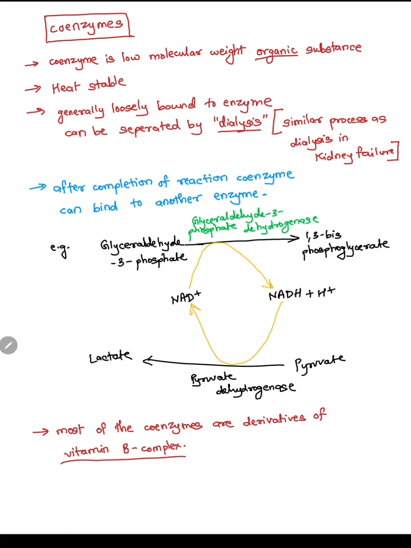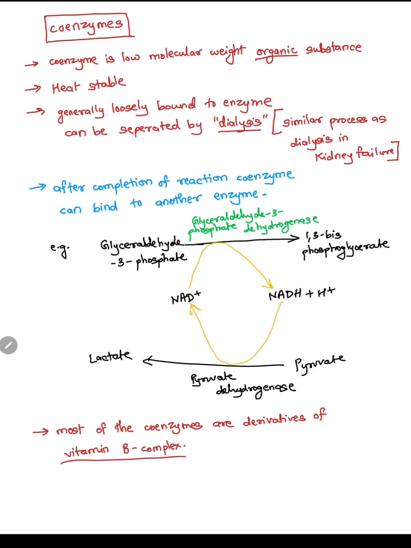NAD. Do you guys remember this reaction from glycolysis? Glyceraldehyde 3-phosphate getting converted to 1,3-bisphosphoglycerate by glyceraldehyde 3-phosphate dehydrogenase. NAD acts as a coenzyme or co-substrate in that it accepts hydrogen from glyceraldehyde 3-phosphate and gets converted to NADH. So it's leaving glyceraldehyde 3-phosphate as NADH. Then in pyruvate to lactate, lactate dehydrogenase, it donates that hydrogen and it is leaving the enzyme as NAD.